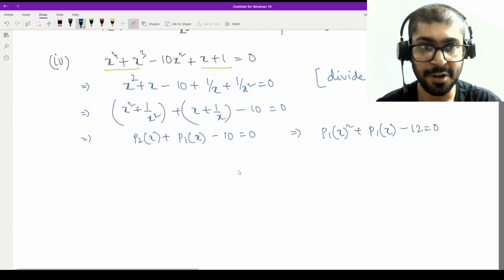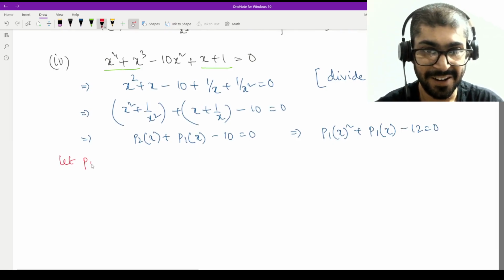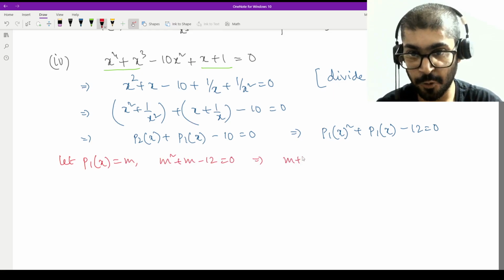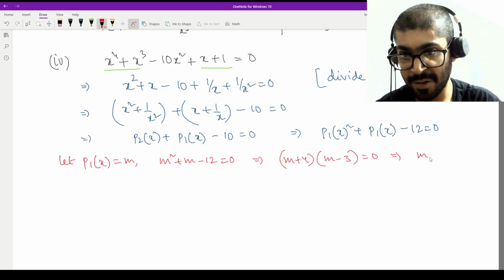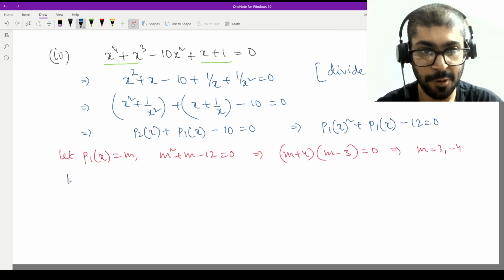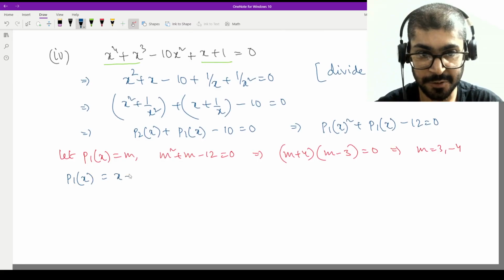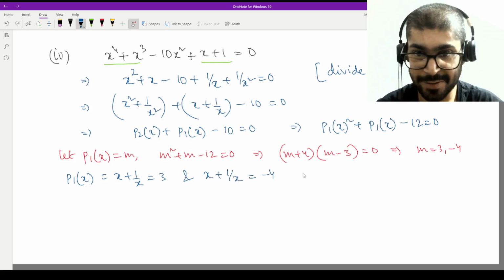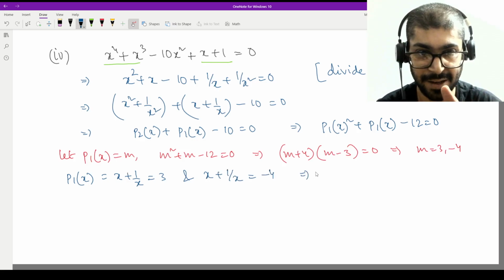Now you can do it all cutesy and be like, let p1x equal to m, and then you can write it as m square plus m minus 12 equal to 0, which would give you m plus 4 into m minus 3 equal to 0. So that would mean m equal to 3 comma minus 4. Now this means that p1x, which is equal to x plus 1 by x, is equal to 3, and x plus 1 by x equal to minus 4.